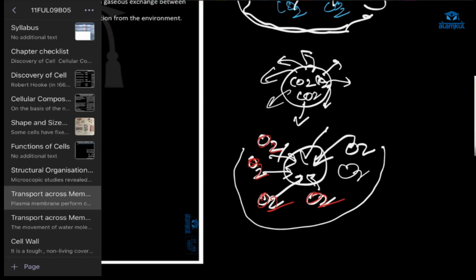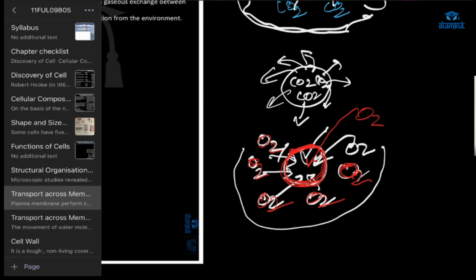Okay, it's okay. So oxygen will get inside the cell because of diffusion. Because diffusion is movement of substance from higher concentration, here we have more oxygen, to low concentration. There is less oxygen in the cell. So oxygen gets inside the cell. And here we have our plasma membrane. Plasma membrane allows the entry of oxygen.